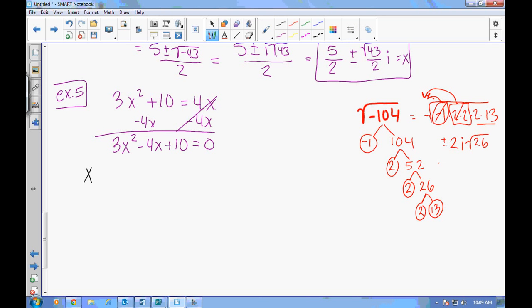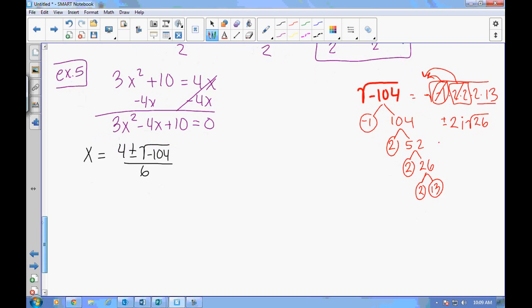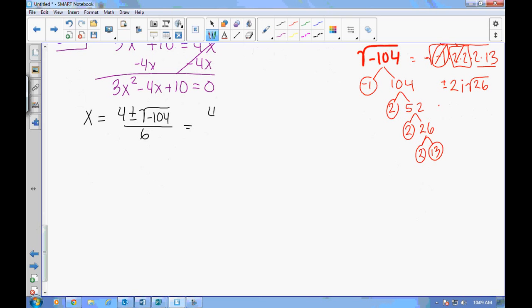You got x equals 4 plus and minus the root of negative 104 over 6. We changed root negative 104 to, we popped out a 2 and an i, 2 root 26, right? The real piece is 4 over 6, plus or minus the imaginary piece, 2 root 26 over 6 with an i on the outside.